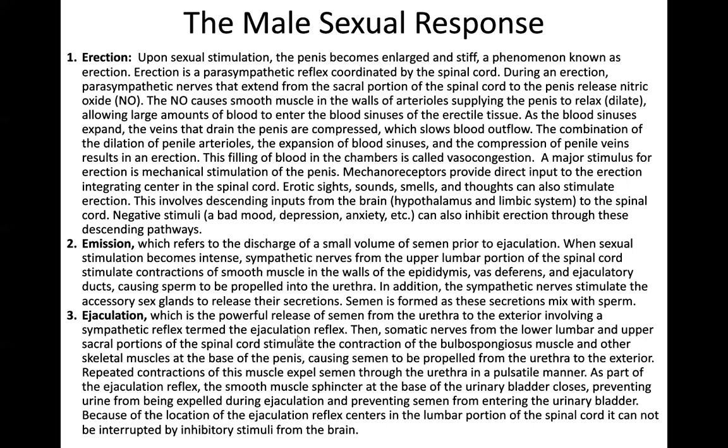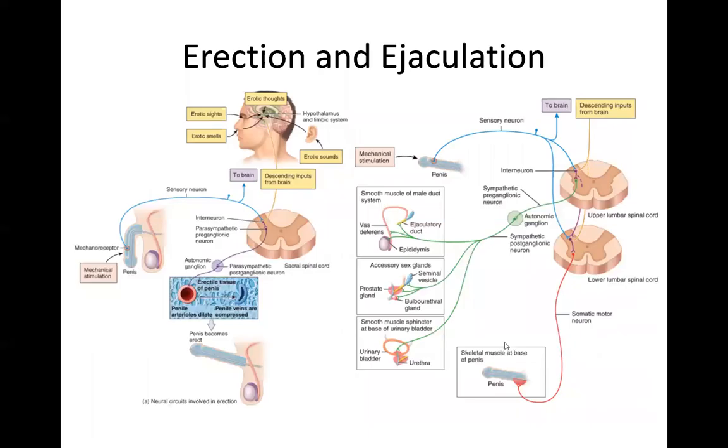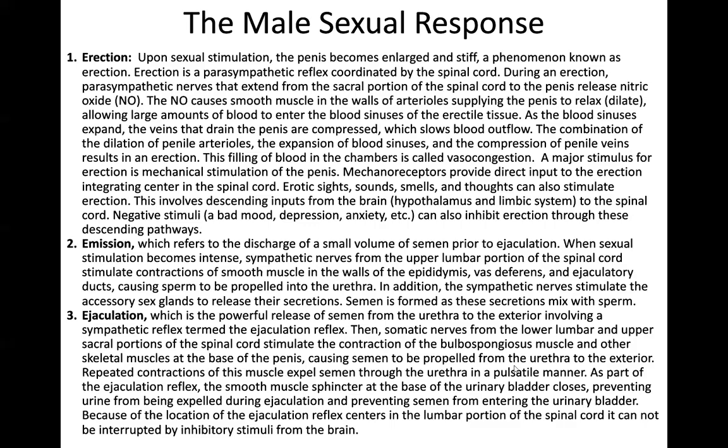In this process, somatic nerves from the lower lumbar and upper sacral portion of the spinal cord stimulate contractions of what's called the bulbospongiosus muscle. This muscle is located at the base of the penis. It's what is shown right here. It's stimulated to contract repeatedly in a pulsatile manner. That's why when semen is ejaculated, it's not just a steady stream. Like when you pee, it comes out in bursts. It's because of this repeated contraction of the bulbospongiosus muscle.